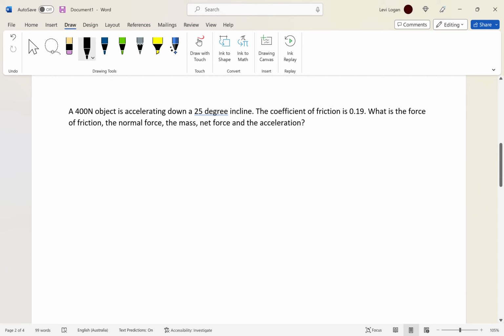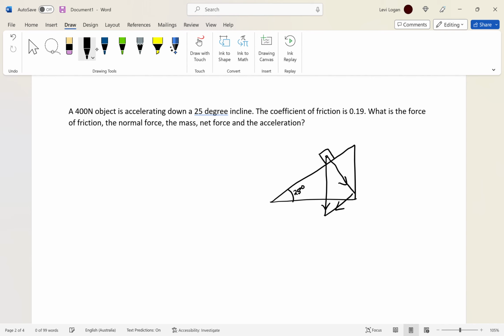So let's just draw, because we're going to need to draw it at some point, our incline. Okay, so we have 25 degrees here, and we have an object, and let's just start drawing what's actually happening. So this is drawing our vectors. Straight at the back, this is the force of gravity, okay? Now we got told it's a 400 Newton object. That's a force because it's got the units Newton. So our Fg, our force of gravity, is 400 Newtons. Now notice this question is asking for a lot. It's asking for the force of friction, the normal force, the mass, the net force, and the acceleration.